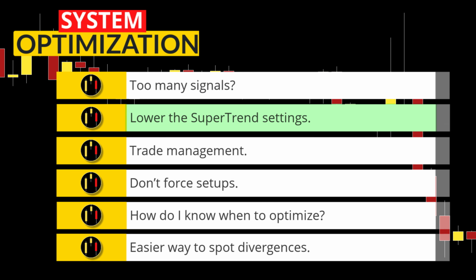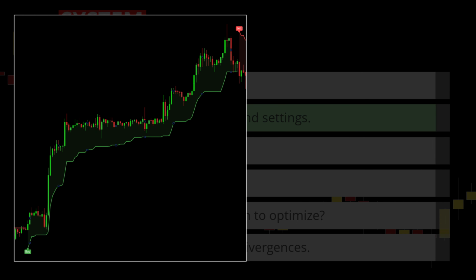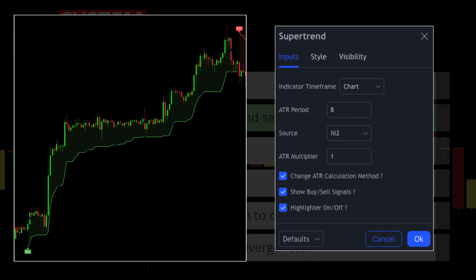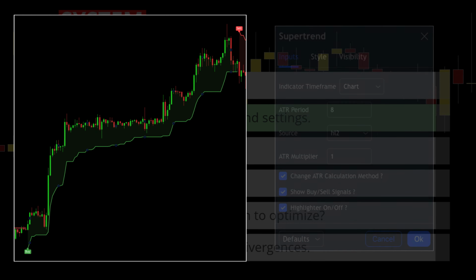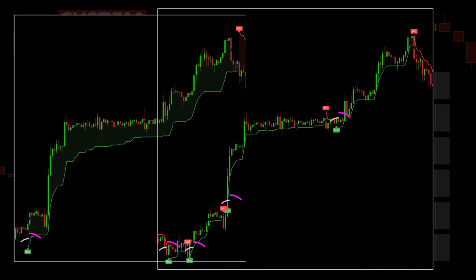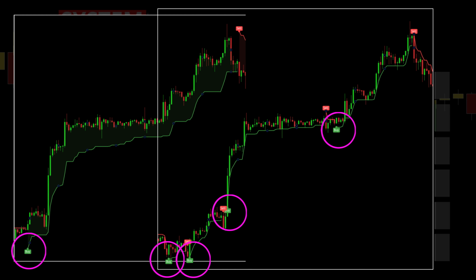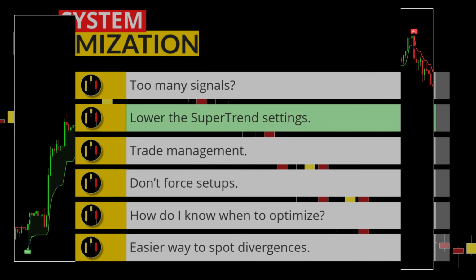Converse to the first point, if you see an extremely impulsive move, you can lower the values in the super trend settings to get more valid signals. You can see a more sensitive indicator is better for fast-moving markets.